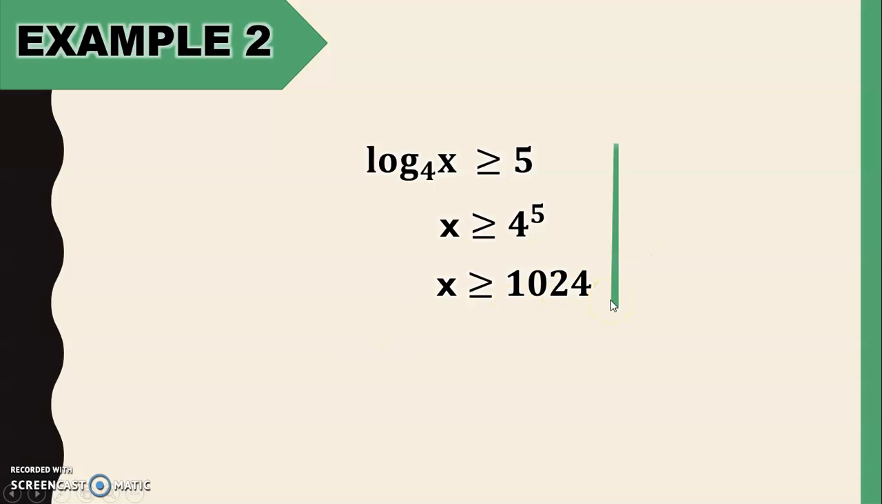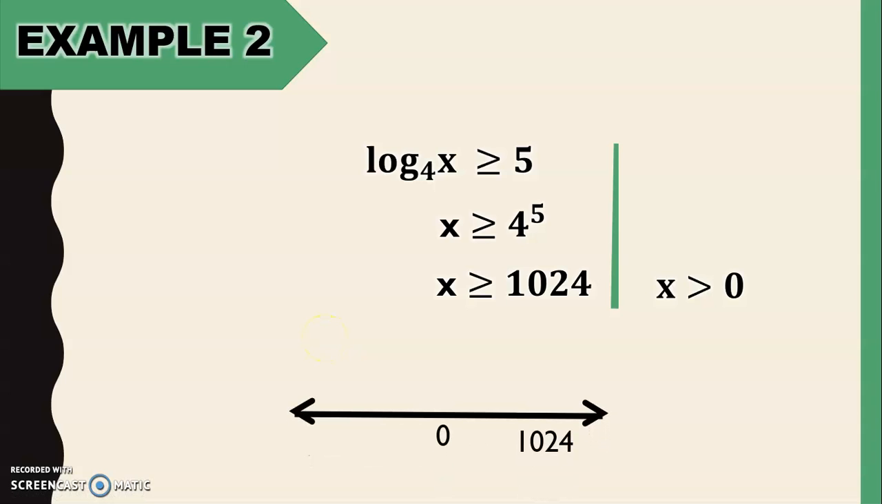Then, remember, the argument of the logarithm must be positive. So, x should be greater than 0. Then, plot. So, we have 0, then 1024. Remember, merong equal sign. Ibig sabihin, si 1024 is included in the solution. Kasali siya sa solution. So, dapat close circle. Greater than. So, pa-right yung direction.